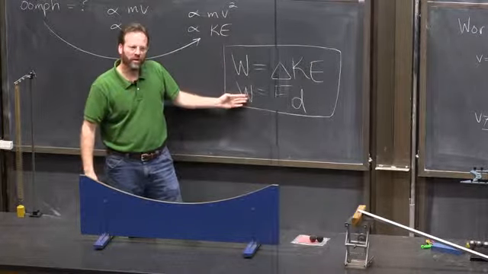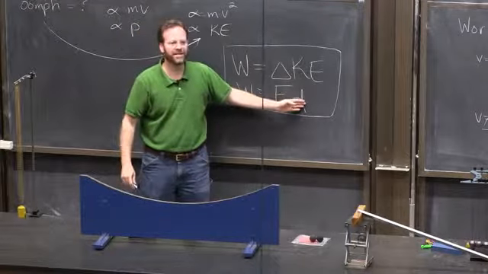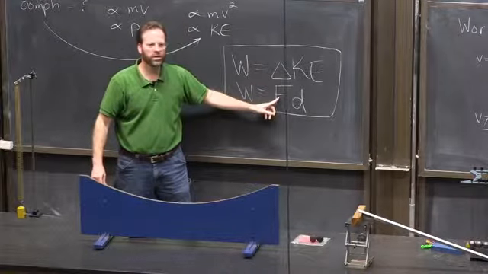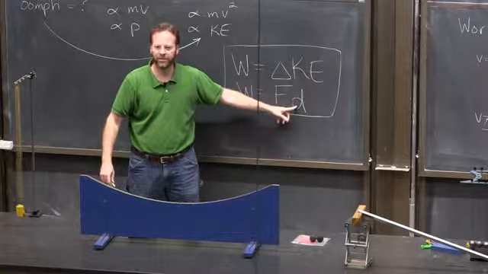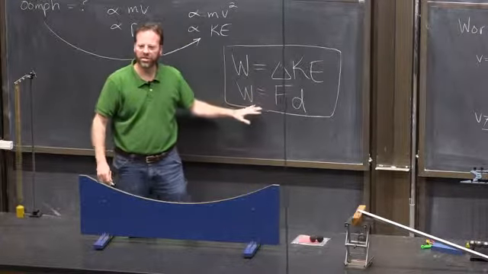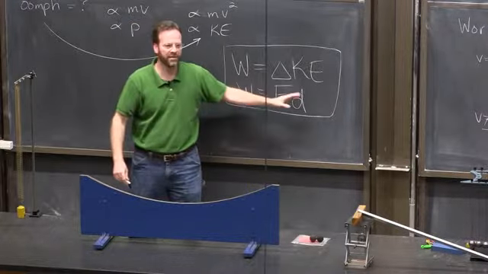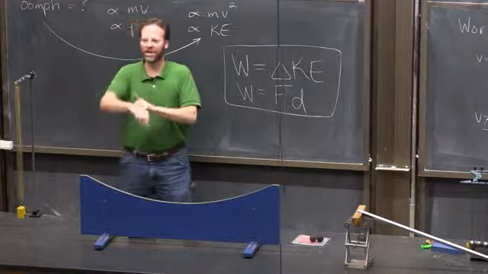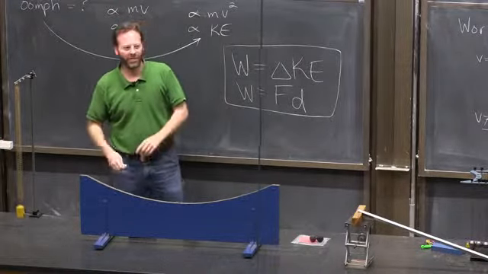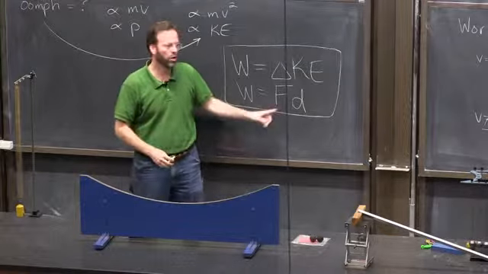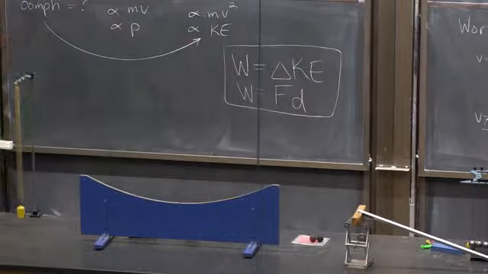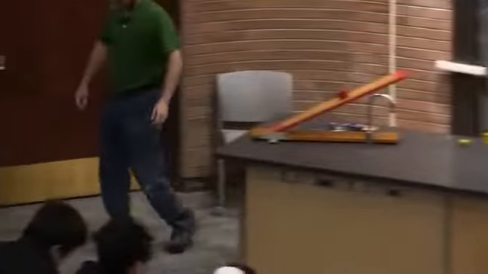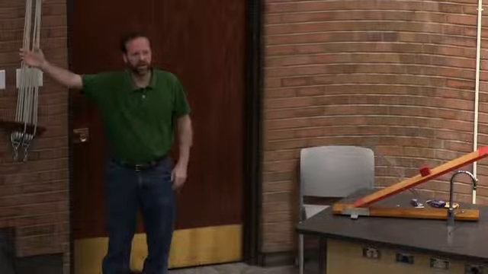I like this one even better. Work is force times distance. It's that force exerted for a certain distance. It's very similar to impulse. That was force for a certain amount of time. It was like force times how long? Well, how long in time? You got impulse. How long in position? You got work.